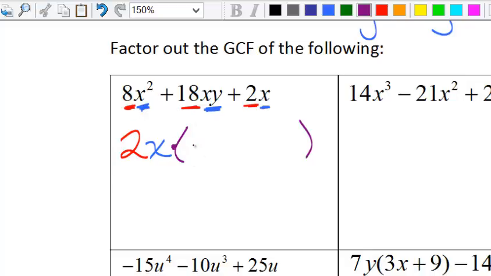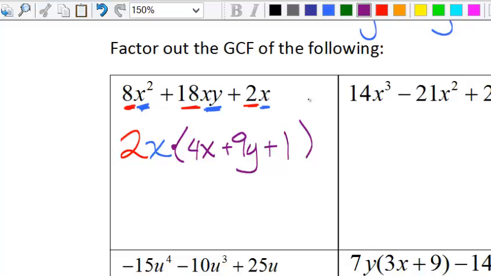8x squared divided by 2x is 4x. Then it says plus, so I put a plus. 18xy divided by 2x. 18 divided by 2 is 9. xy divided by x, well the x's divide out to 1 and I'm just left with y. Plus 2x divided by 2x. Well 2 divided by 2 is 1. Now in this case I have to write the 1 because I don't have anything else after it. So I have to have at least a 1 there. Now if I find out that there's more terms after it, I can go back and erase the 1. But for now let's leave the 1. So 2 divided by 2 is 1.